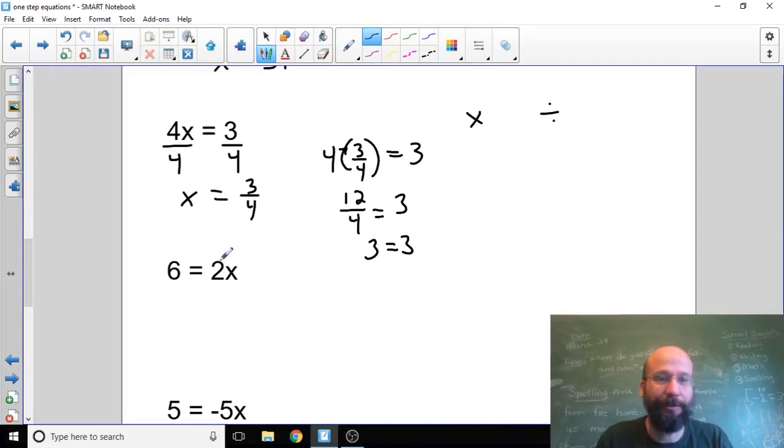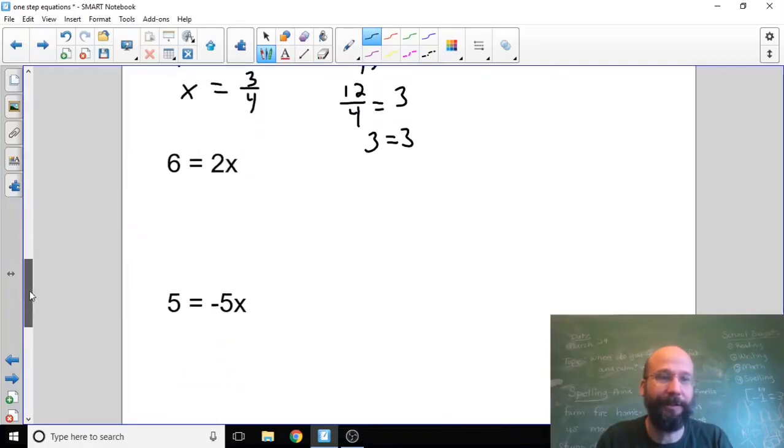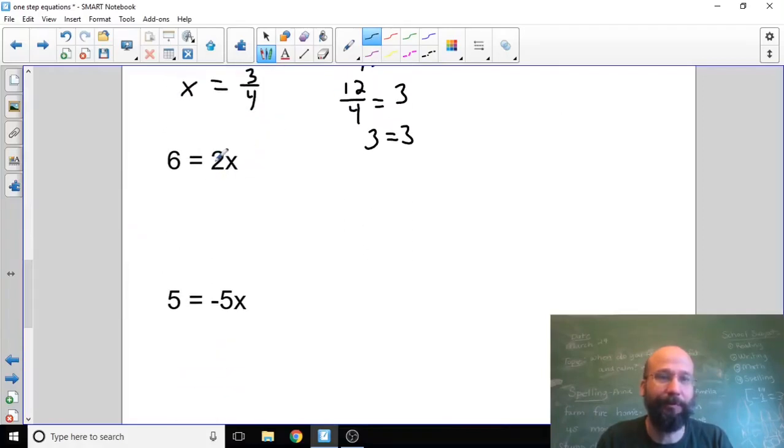So even though your x is over here, we're still looking at multiplication, right? When two numbers are together, that's multiplication. So we're still looking at multiplication. So in order to move this 2 to the other side of the equal mark, we have to divide it. So 3 equals x.